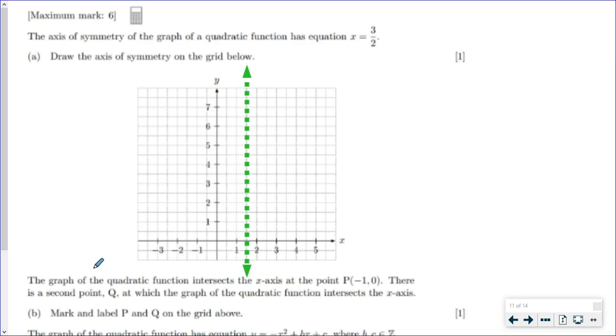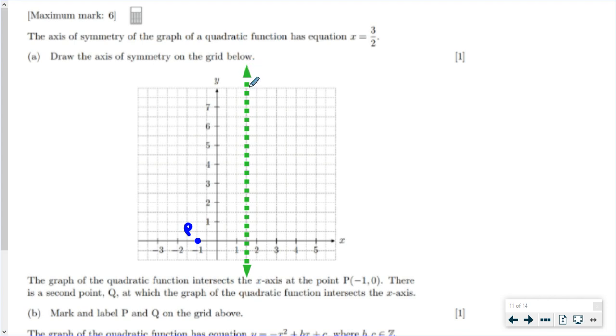All right. The graph of the quadratic function intersects the x-axis at the point -1, 0. So I know I have this point on here. There is a second point, Q. I'll just label this P just for fun. At which the graph of the quadratic function intersects the x-axis. Mark and label P and Q on the grid above.